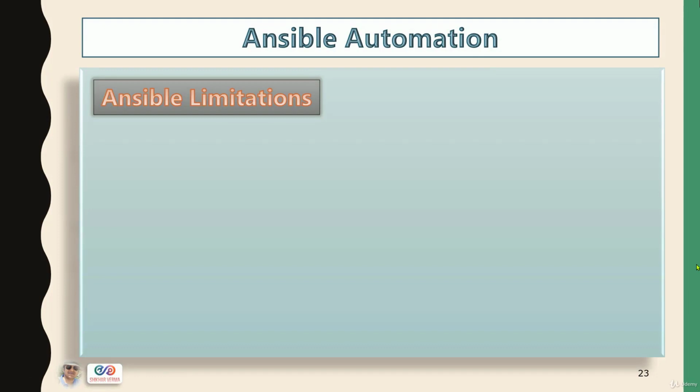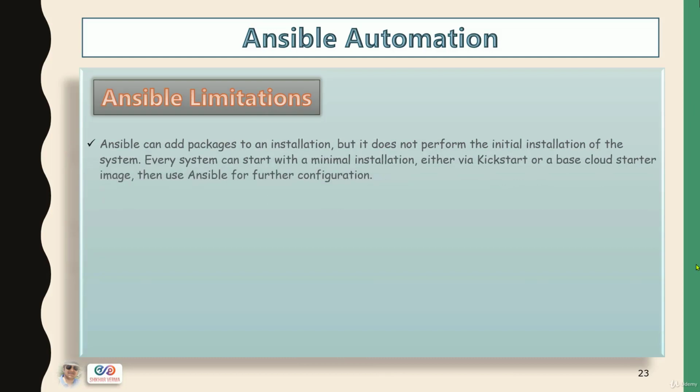In this lecture, I am going to tell you about Ansible limitations. There are many things that Ansible cannot perform. Ansible can add packages to an installation, but it doesn't perform the initial installation of the system. So with Ansible, you cannot perform the installation of any operating system. You have to do that via Kickstart, OS media CD, or via network. Once you do the minimum installation of the Linux operating system, you can do the further post-configuration work via Ansible.